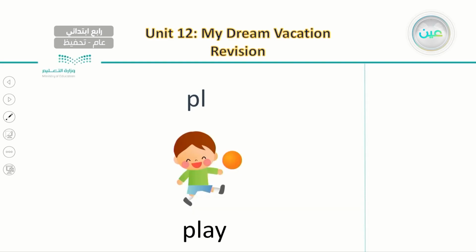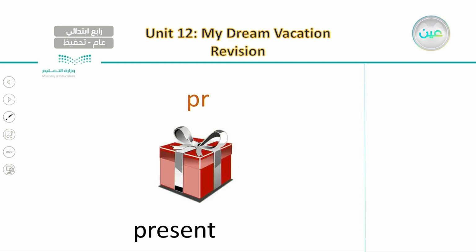And after this, the fourth word with the P and L sound is play, play, as when you play football or when we play different games. And here we have the other sound unit that is made of P and R for words like present, present, which is a gift that we usually give each other on different occasions.